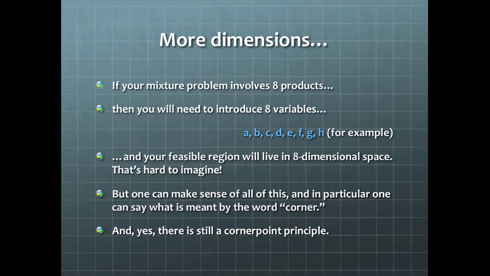Very roughly, a corner is a place where a lot of the inequalities turn out to be equalities. If you think about the previous examples, you'll see a corner was always a place where more than one equation was holding. So it turns out that you can make sense of the word corner, and here is the wonderful statement: there's still a corner point principle. So you can use it, and you can solve your problem, even though it involves thinking about working in a space that you can't visualize.